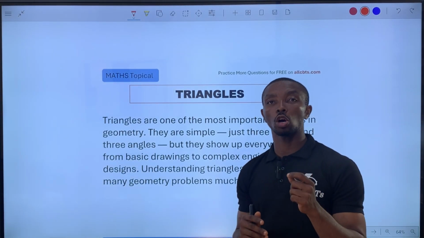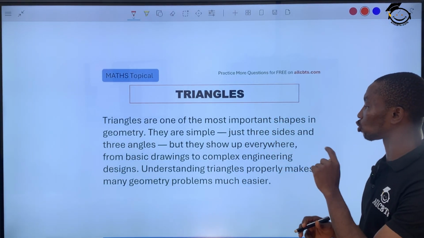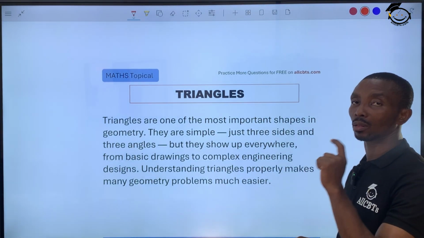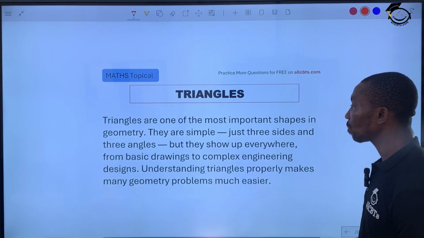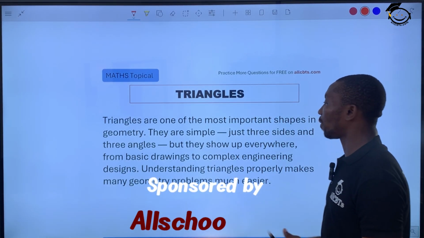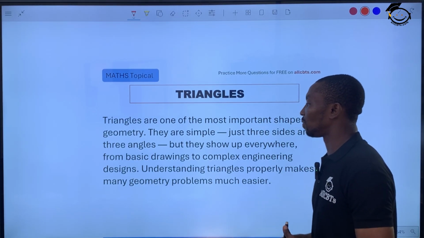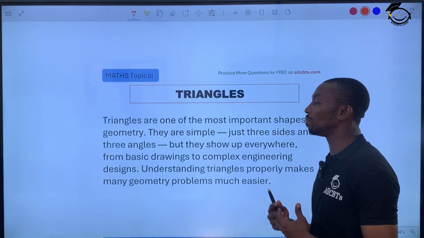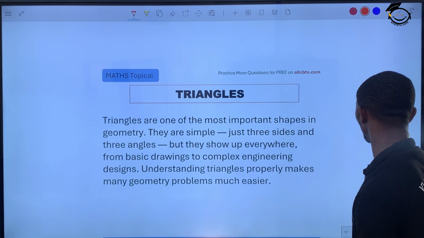Importantly, you should also remember that the sum of angles in your triangle always sums up to what? 180 degrees. Okay, now they show up everywhere from basic drawings to complex engineering designs. Understanding triangles properly makes many geometry problems much easier to solve.